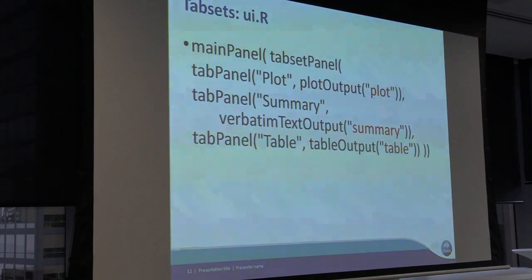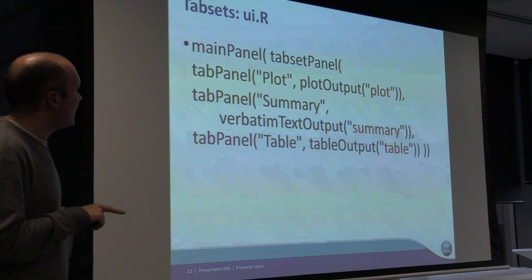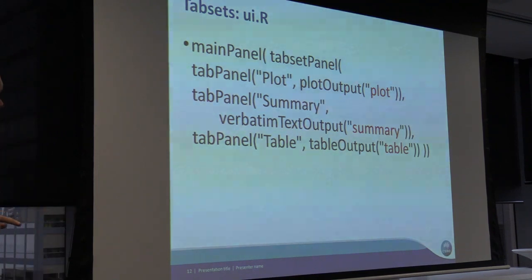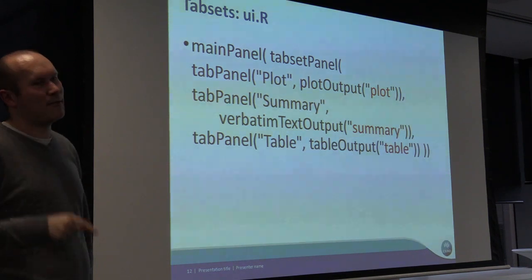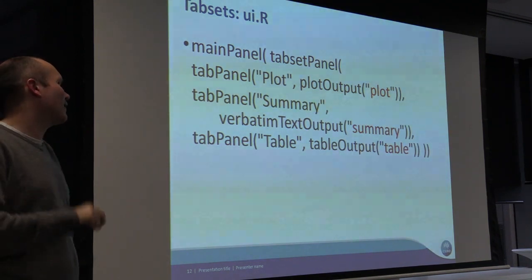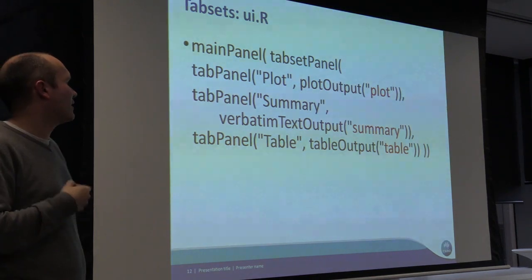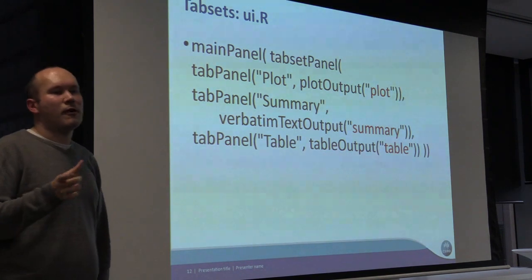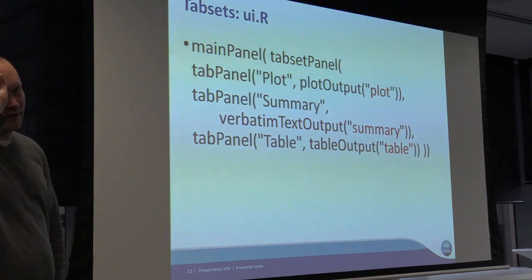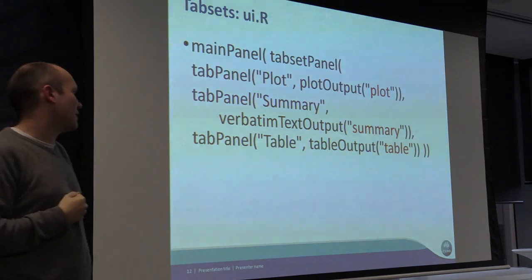The main panel is probably the slight difference here because we have the tabs. So the function we use here is called tabsetPanel. And you see there are three calls to the function tabPanel within the call to the function tabsetPanel. So each of those calls relates to a particular tab. And the first character string is what appears in the web browser on that tab. So Plot, Summary, and Table are the actual things that appeared on the web browser.